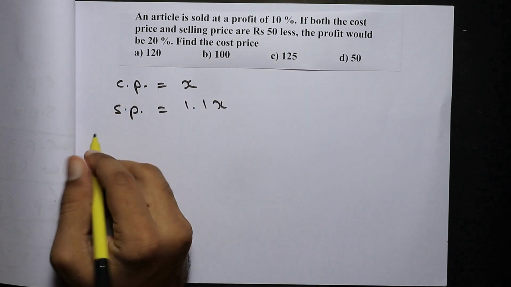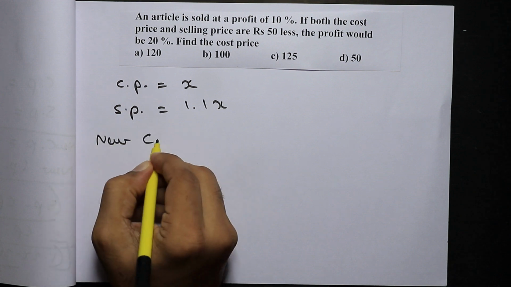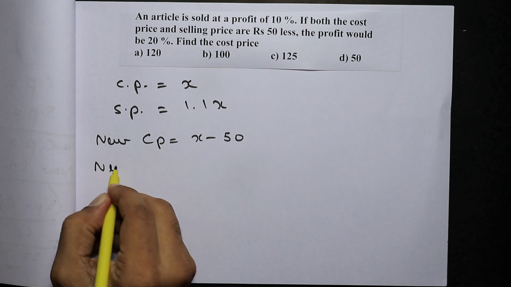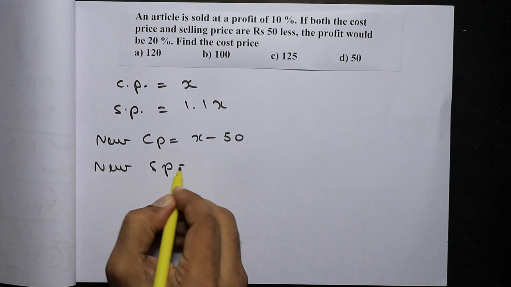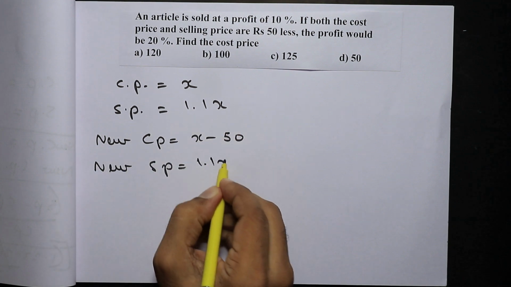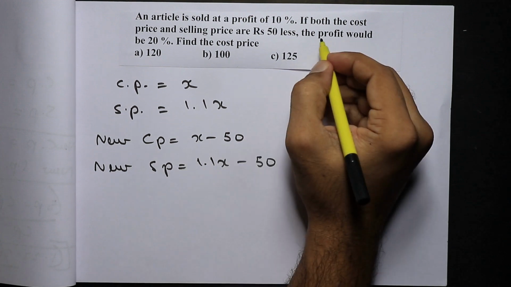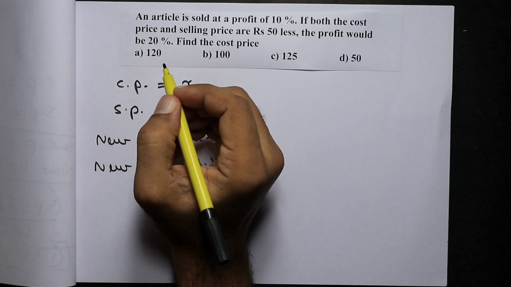So cost price is 50 less, so the new cost price is X minus 50. And the new selling price is also 50 less. So that will be 1.1x minus 50. So these are the new values. Then the profit would be 20%.